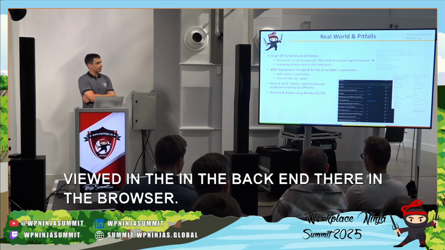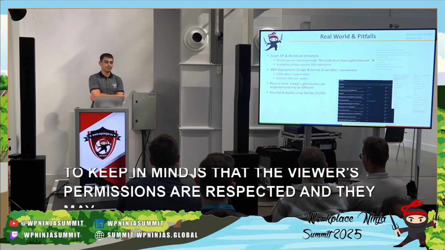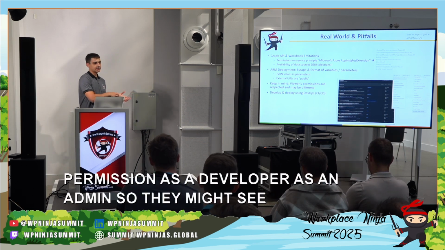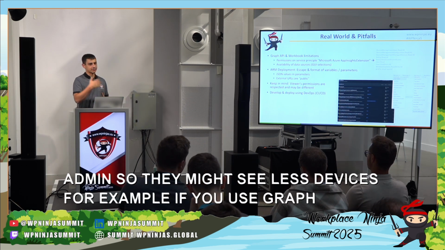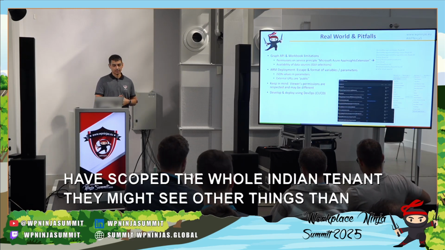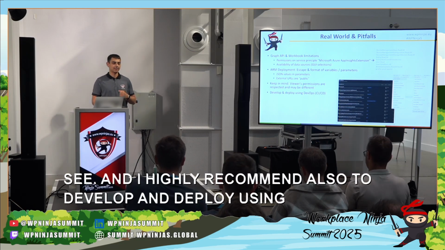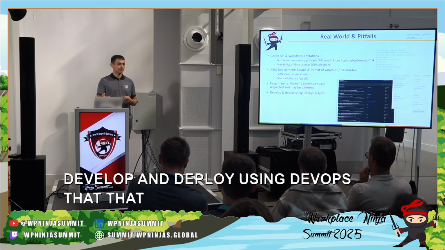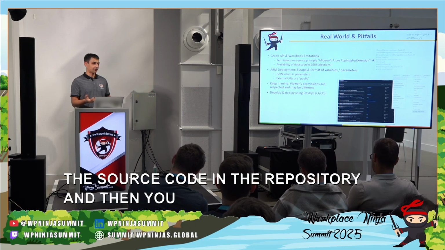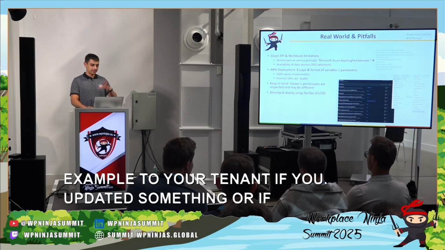And also what we have to keep in mind is that the viewer's permissions are respected, and they may be different from your permissions as a developer or as an admin, so they might see fewer devices. For example, if you use Graph and have scoped the whole Intune tenant, they might see other things than you see. And I highly recommend also to develop and deploy using DevOps. That means you have to keep the source code in a repository, and then you can deploy it, for example, to your tenant if you updated something, or if you're an MSP, it deploys to all your tenants.